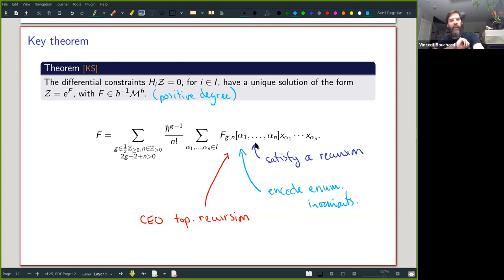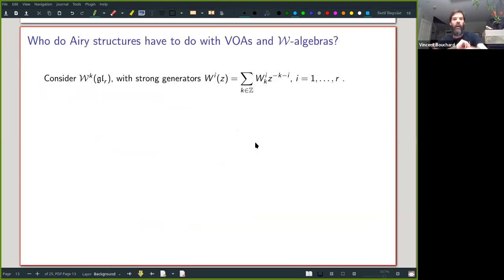Okay, but how is that connected? What does it have to do with vertex operator algebras and W algebras? So let me first try to summarize how you can relate the two, and then I'll be more concrete.